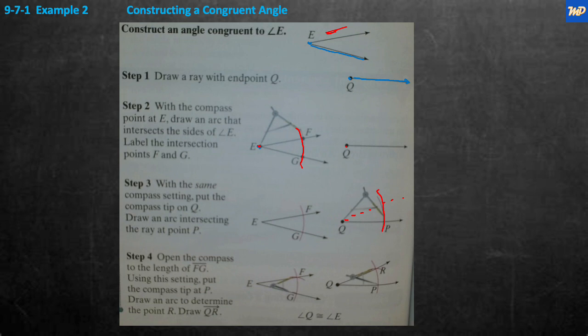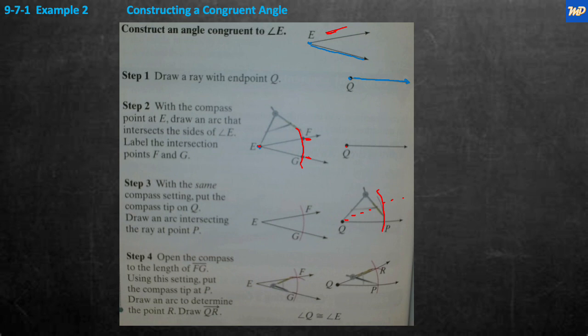So that's what you're going to do. You're going to draw this arc. You've measured it out. You struck an arc here. You struck the same arc over on Q, and you're going to label it P. It says open the compass to the length of FG. Well, FG is right here, F and G. Open the compass to get this length from here to here. We want to measure it from F to G, okay?